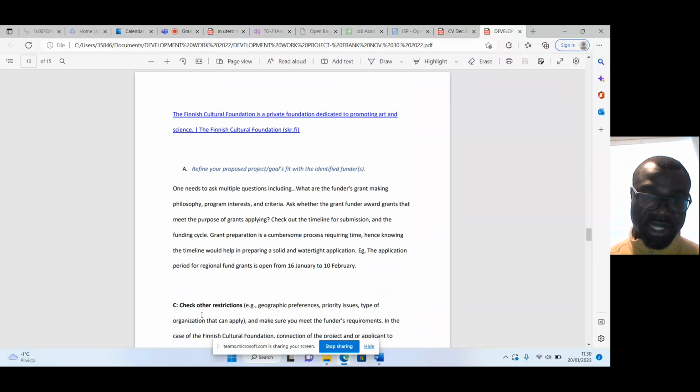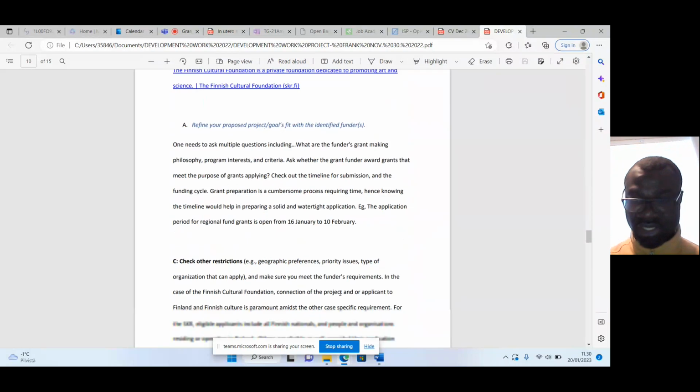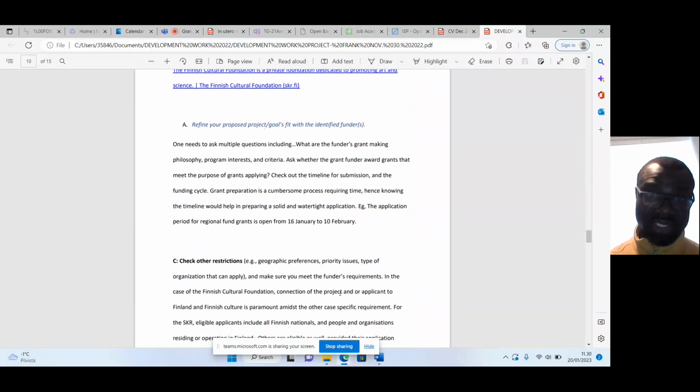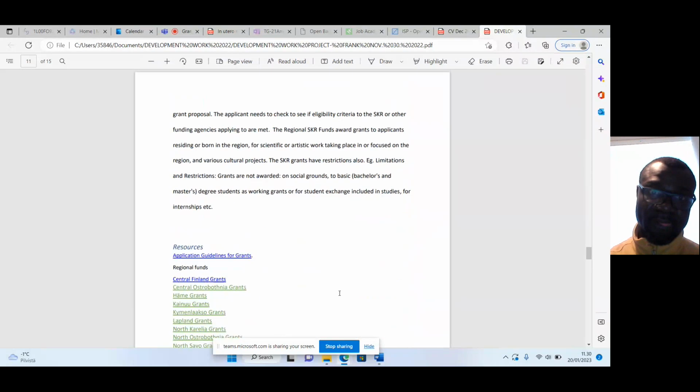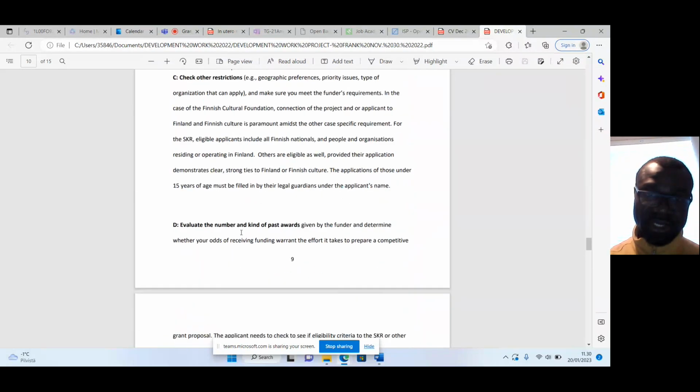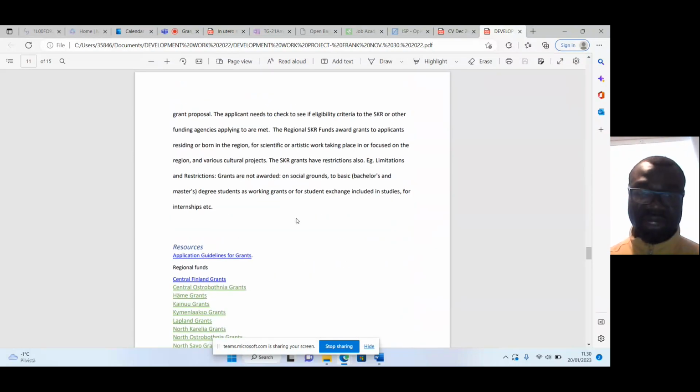And so we need to check other restrictions. There are sometimes geographical restrictions. There are sometimes priority issues. There are sometimes organizational issues. You need to be affiliated to certain institutions to be able to apply. You need to be, for instance, a doctoral student or postdoc to be able to apply. So all these things need to be checked if we want to be successful. Evaluate the number and kind of past awards. So we also need to check the past awards, how successful they have been, and then evaluate them.